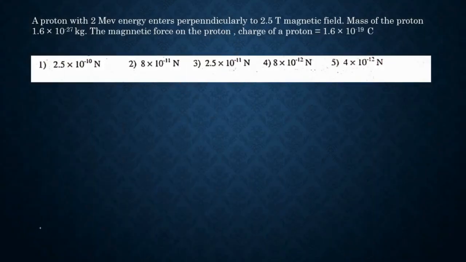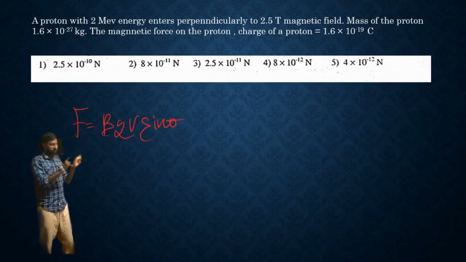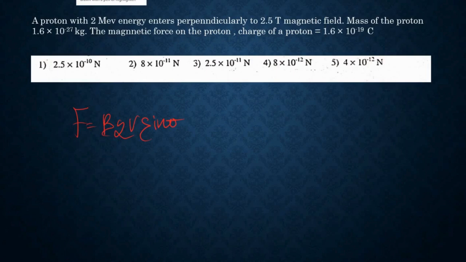Alright students, I hope you have tried the question. Yes, let's read it now. A proton with 2 mega electron volt energy enters perpendicular to a 2.5 Tesla magnetic field. The mass and charge of the proton are given. Find the magnetic force on the proton. So basically, to find the force on a charge, it should be a moving charge. The equation is this. Then we need to apply the values. B is given, and the charge of the proton is given.